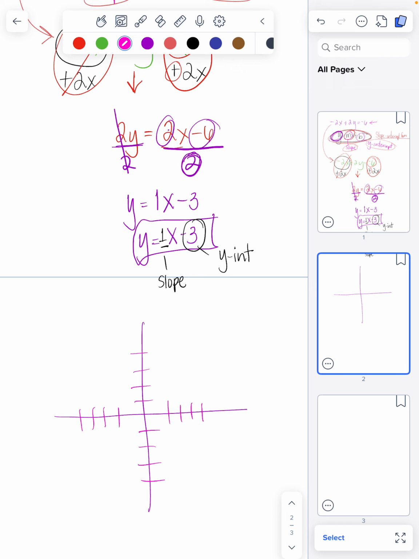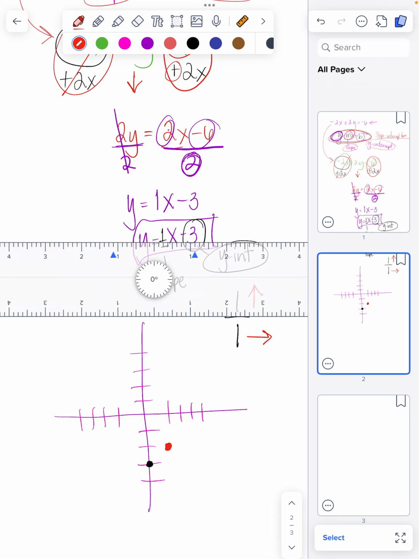Okay. So according to this, my first point should be at negative 3 because that's the y-intercept. So I'm going to plot my first point at negative 3. That's my first step. And then my slope is 1, or 1 over 1. I can always add a 1 under. The top number tells me how many squares to go up, and the bottom number to the right. So that means from this point, I'm going to go 1 up, 1 to the right, and I'm going to end up here.